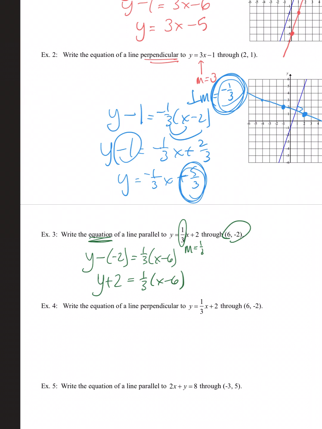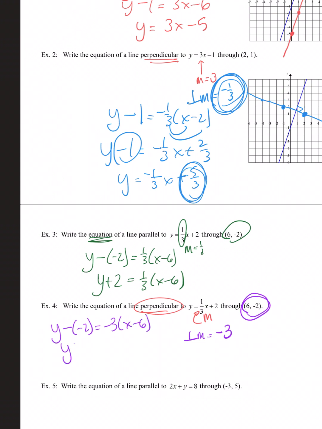So then this one, when it says write the equation perpendicular, if this was my original slope, then my perpendicular slope is the negative reciprocal, right? And this is my point. So y minus y equals m times x minus x. And I am going to just clean that up a little. Negative 3x plus 18. And there it is in point-slope form.